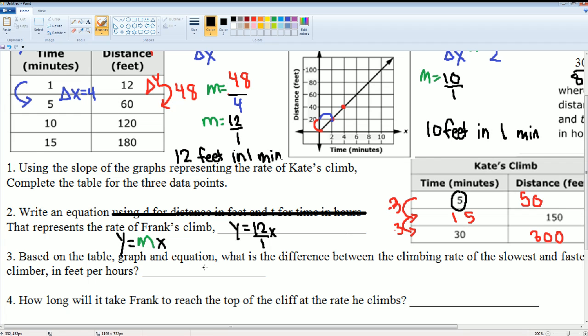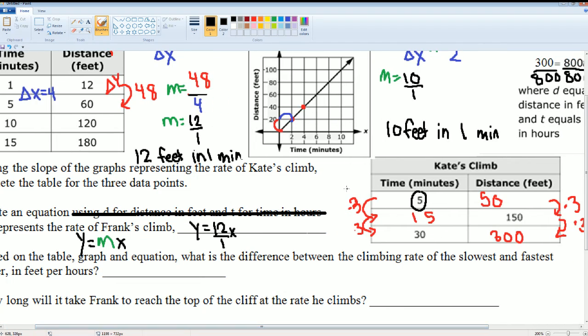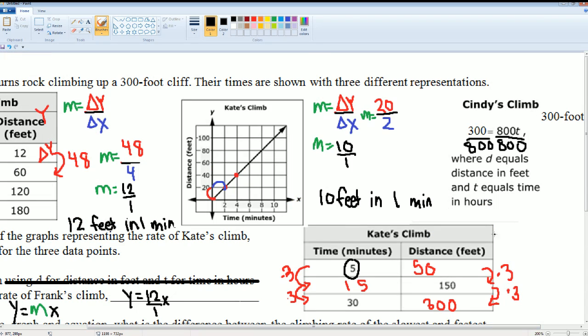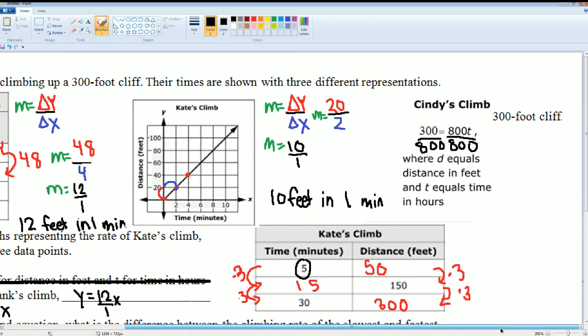Based on the table, graph an equation. What is the difference between the climbing rate of the slowest and the fastest climber? So the slowest would be what? I don't know about Cindy here. Cindy's data is weird.